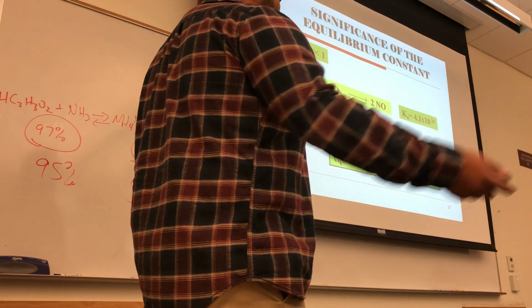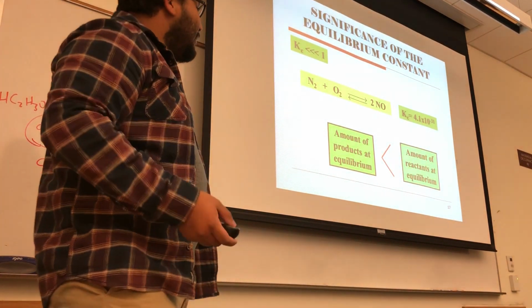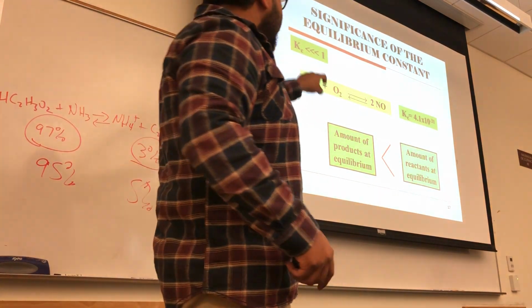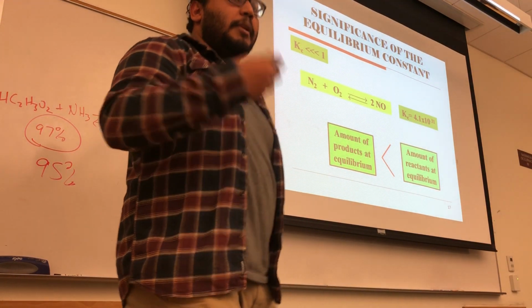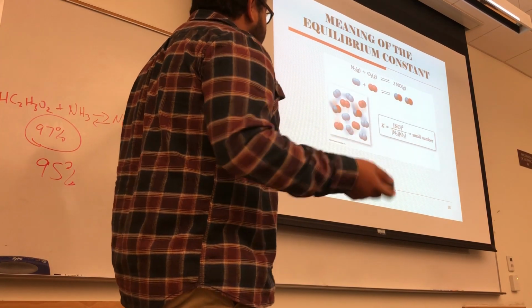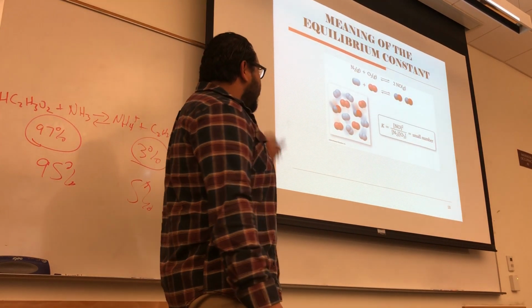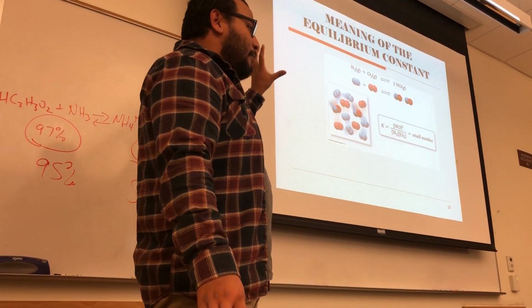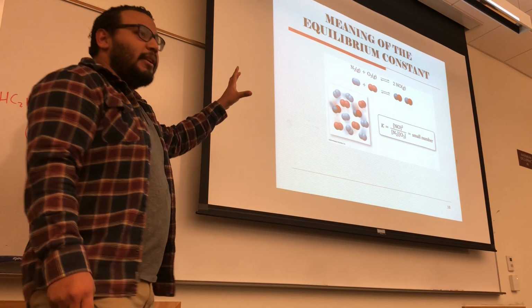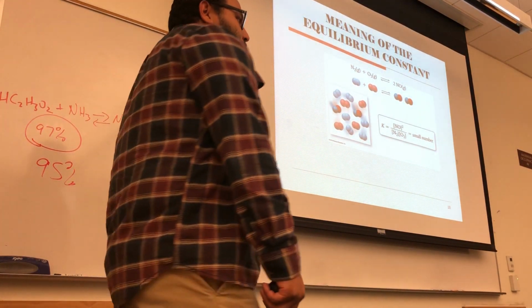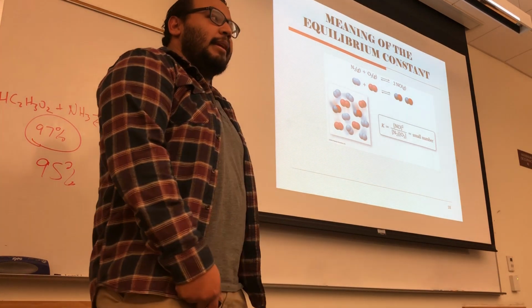And then just to recap our K expression, we would have NO to the power of 2 divided by the molar concentrations of N2 and O2, each to the power of 1. Don't lose track of that. In this particular case, the blue diatomic molecule and the red diatomic molecule represent the reactants. Clearly in our diagram, we have more of those than we do of the products. So if you prefer a visual, that's how we can see that as well.